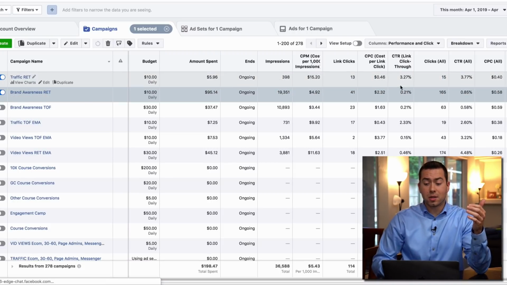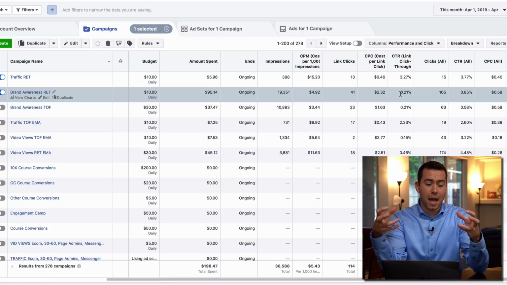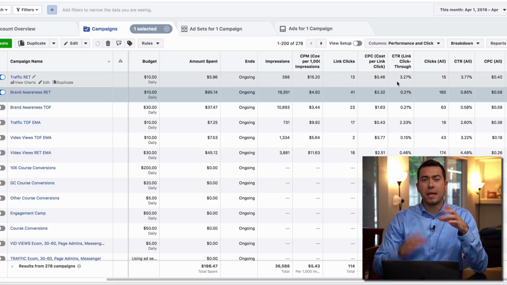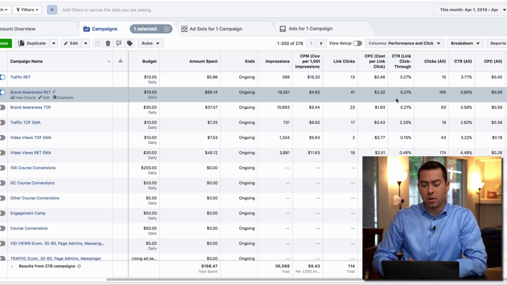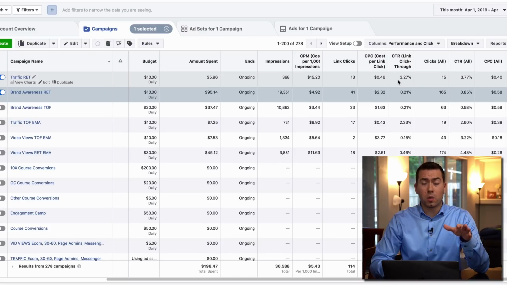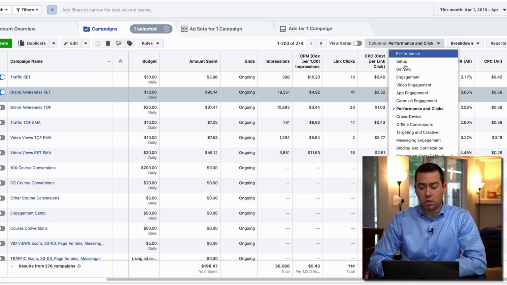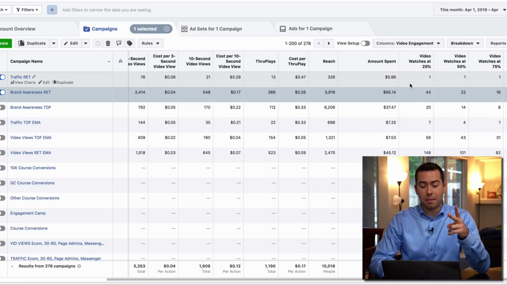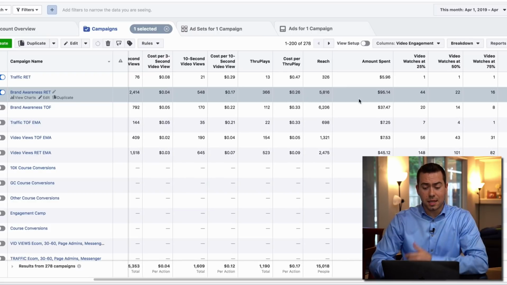So if you compare these, first of all, you're not necessarily comparing apples to apples, because one's goal is clicks, one's goal is reach, but I'll show you down the road how you can see that there are some similarities there. So obviously traffic is really beating the brand awareness, but we're still getting clicks with the brand awareness. But what I'm really trying to look for is video views with brand awareness, as well as cost per reach, cost per impression, right? So let's jump over to video engagement and just compare these two campaigns based on video views and things like that.